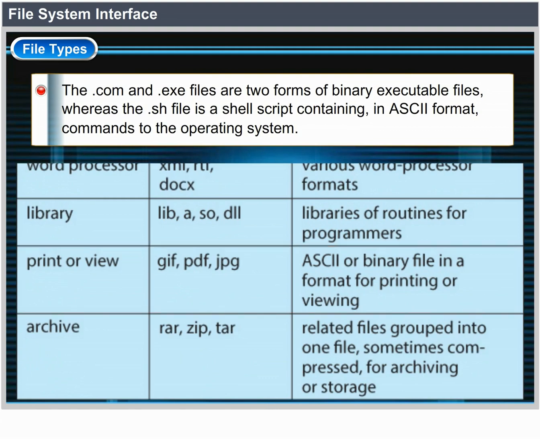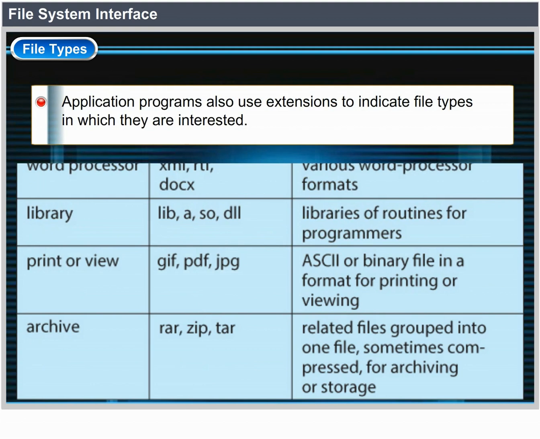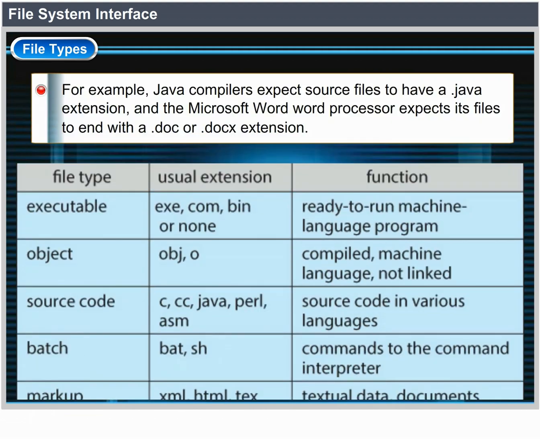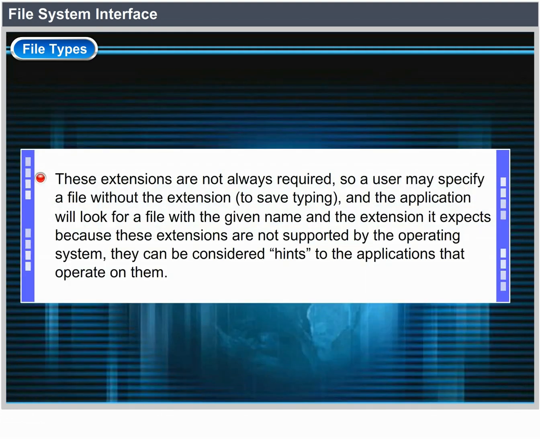Application programs also use the extensions to indicate file types in which they are interested. For example, Java compilers expect source files to have a .java extension, and the Microsoft Word processor expects its files to end with a .doc or .docx extension. These extensions are not always required, so a user may specify a file without the extension to save typing, and the application will look for a file with the given name and the extension it expects. Because these extensions are not supported by the operating system, they can be considered hints to the applications that operate on them.